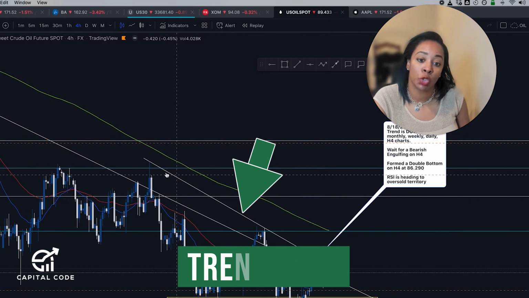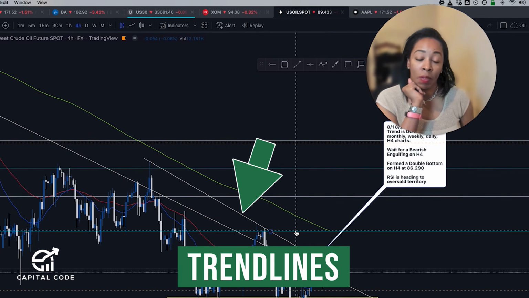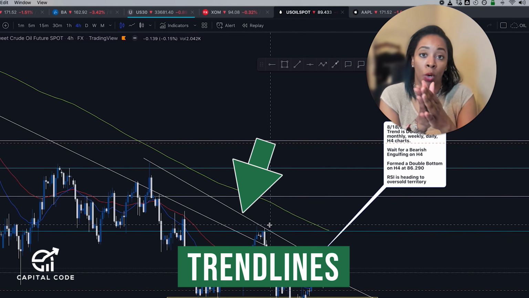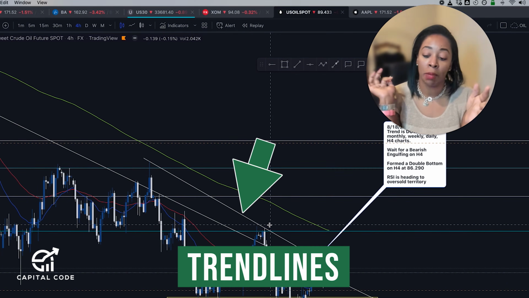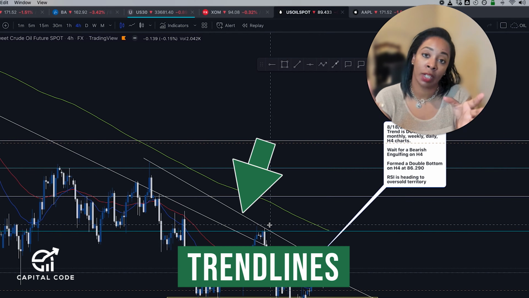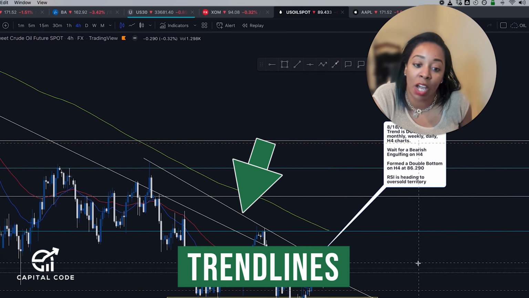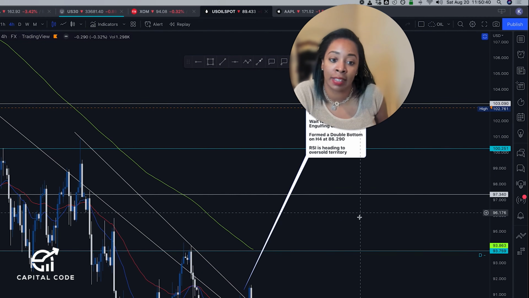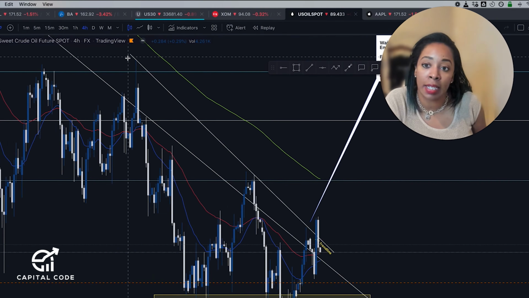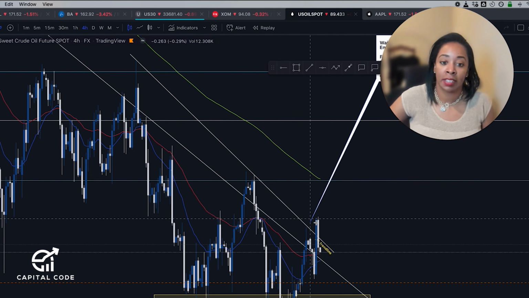So I do use trend lines. I don't use them all that much. I used to use them a lot more when I was first trading, but now I kind of use the trend lines as complementary to other things, and we're gonna show you those other things really quickly here. But basically, when it comes to drawing trend lines, it's cool to see where the price is headed.